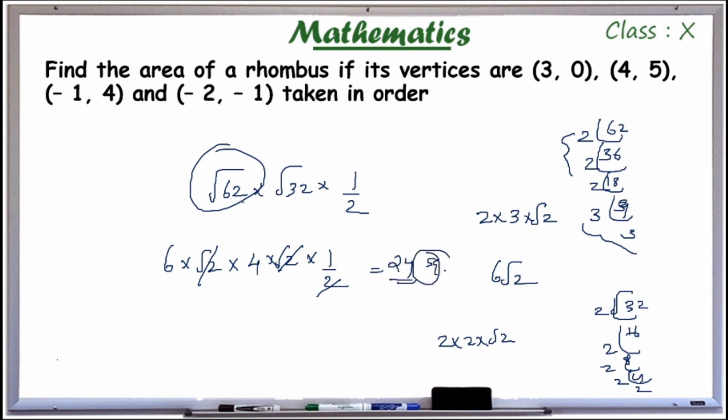Or also you can multiply root 62 into root 32, you will get root of something. When you take the square root, you will get 48 as the answer, and 48 by 2 you will get 24. Both ways you can answer.